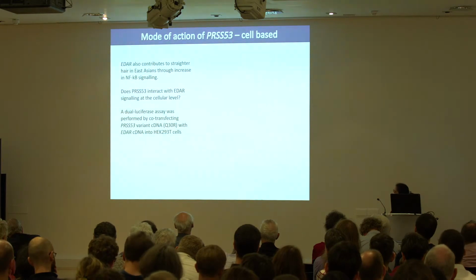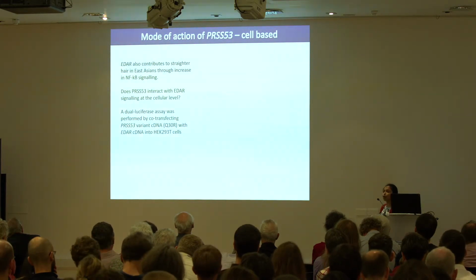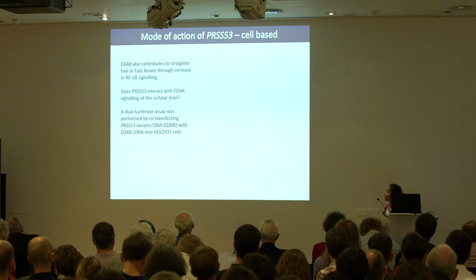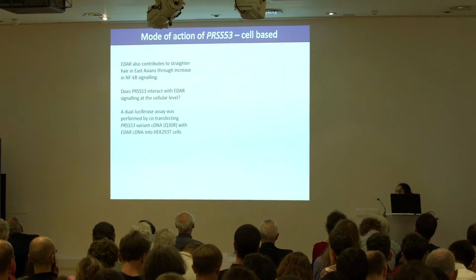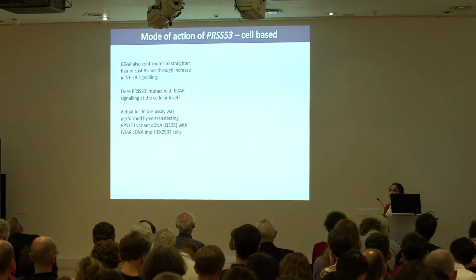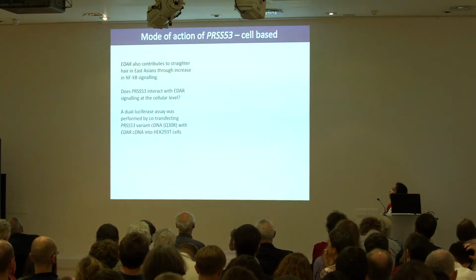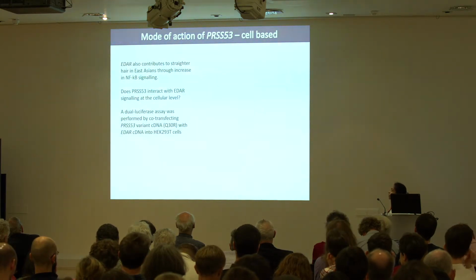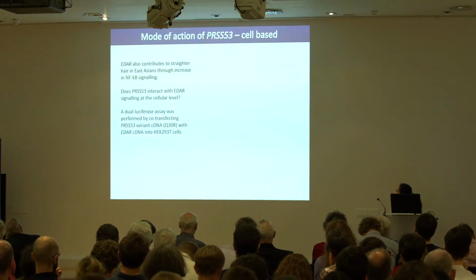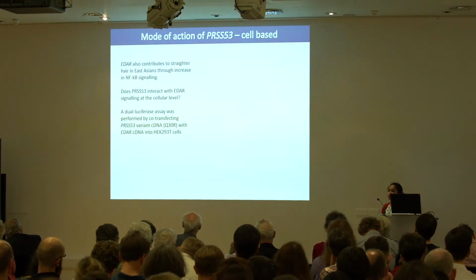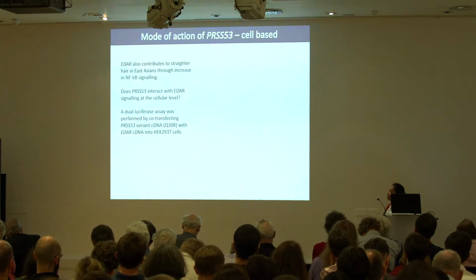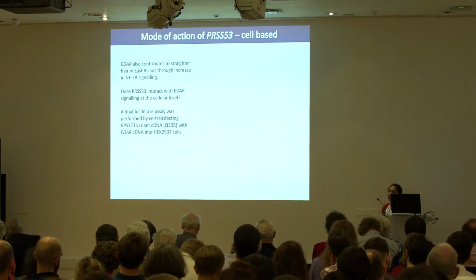Then we were interested in whether we can know something about the mechanism of action of how PRSS53 acts. As you would remember, I introduced you to the EDAR gene, which contributes to straighter hair in East Asians and is also positively selected. So an obvious question to ask was, does PRSS53 interact with the EDAR signaling at the cellular level? And for this, we conducted a dual luciferase assay by co-transfecting the PRSS53 variants together with the cDNA of the EDAR in HEK cells.